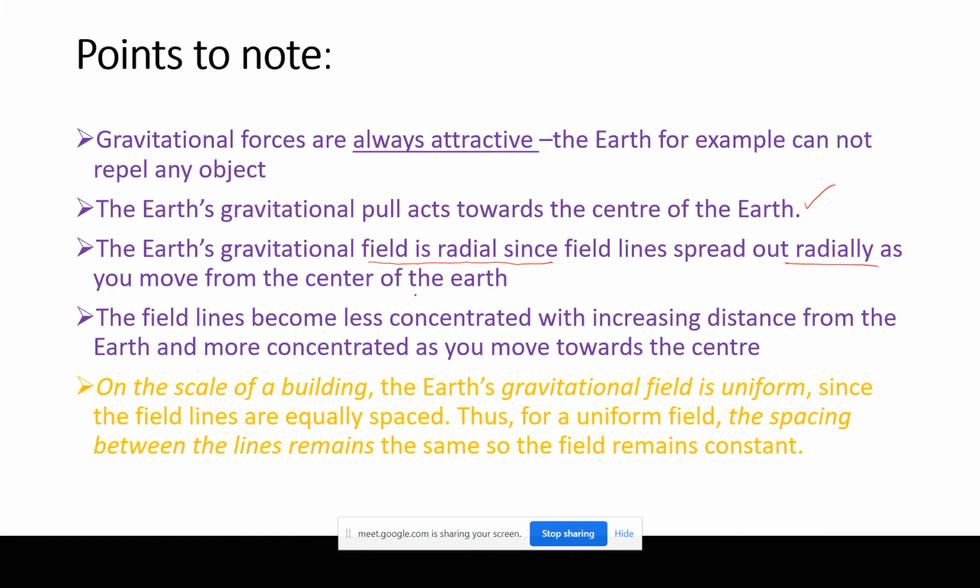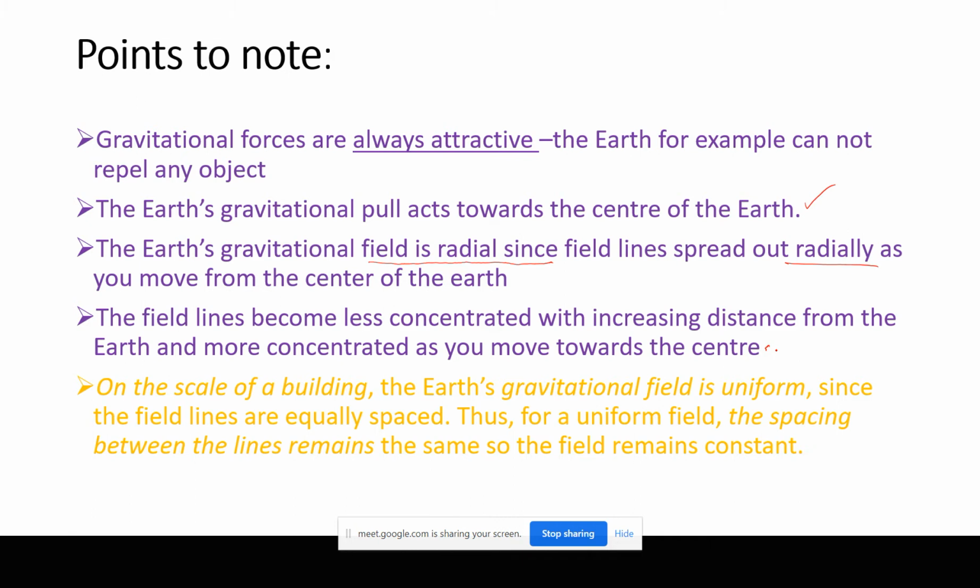The field lines become less concentrated with the increasing distance from the Earth and more concentrated as you move towards the center. So this has been further elaborated. As you move close to the Earth's surface, the field lines come closer. You move towards the center, the field lines come even closer. That means the strength increases as you move towards the center.